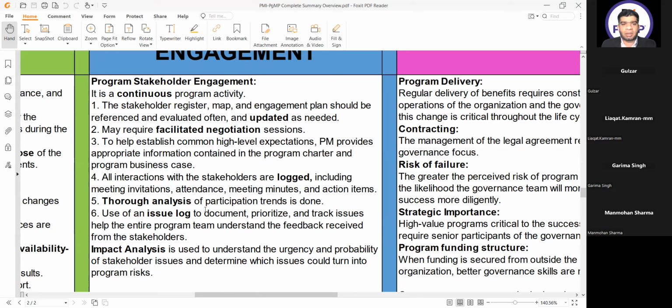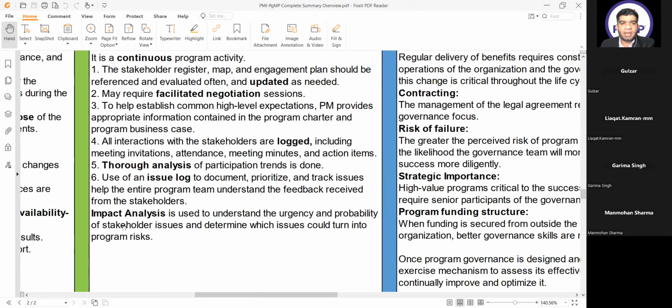Thorough analysis of the participation trends is done. Use of an issue log to document, prioritize, and track issues helps the entire program team understand the feedback received from the stakeholders. Impact analysis is used to understand the urgency and the probability of stakeholder issues and determine which issues could turn into program risks.